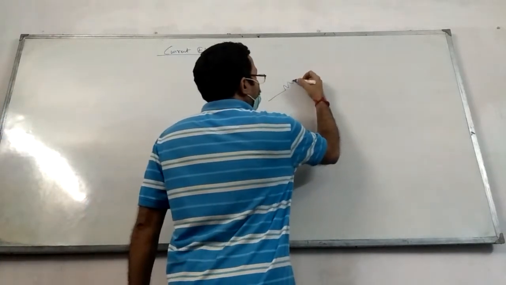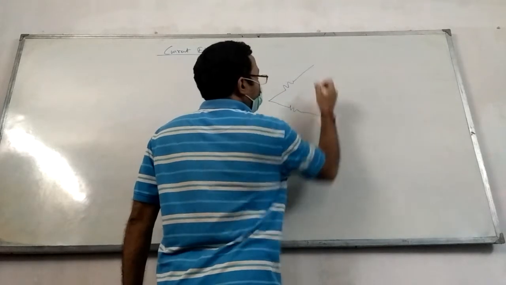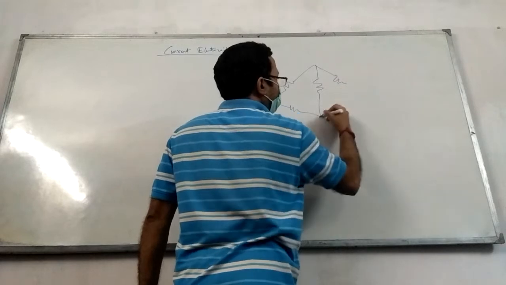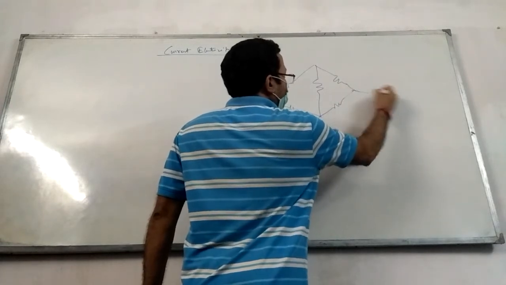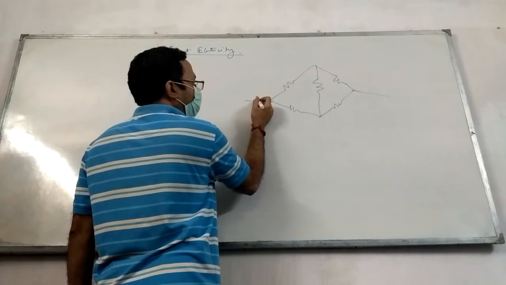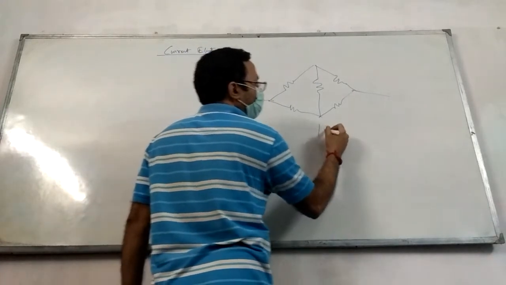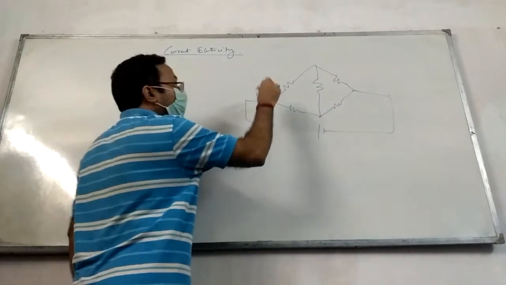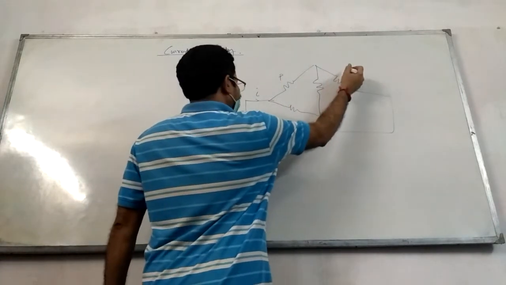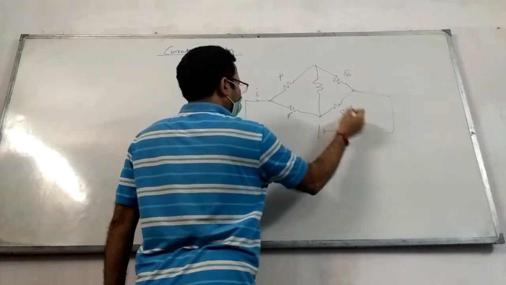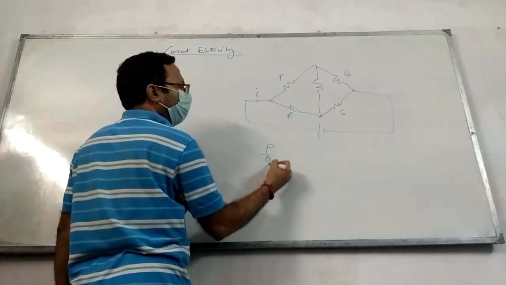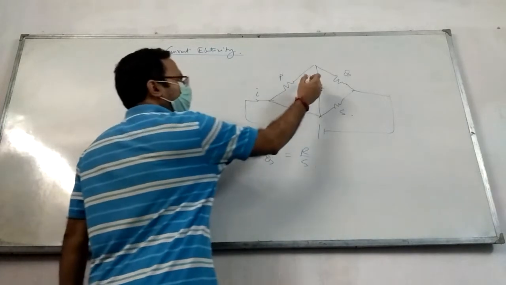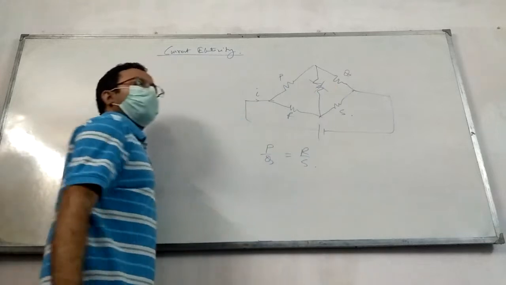Remember the Wheatstone bridge we did? The Wheatstone bridge circuit is like this, where you have a cell connected across the two ends, and a current I enters at one end. If the ratio of P by Q is equal to R by S, then you say what? That this resistance can be ignored.